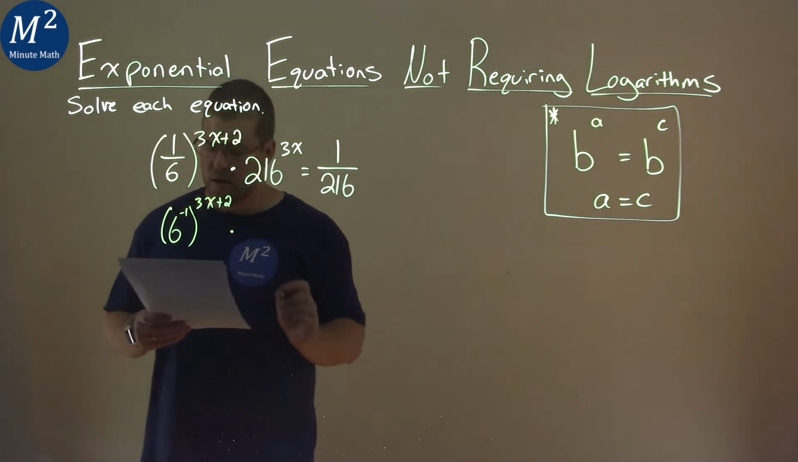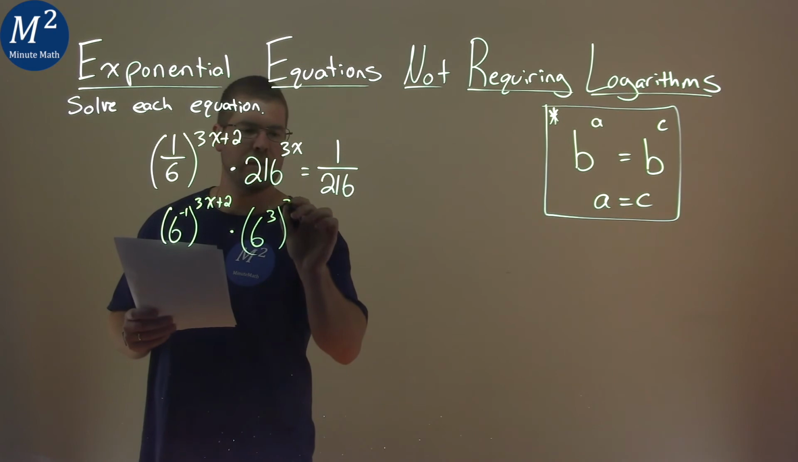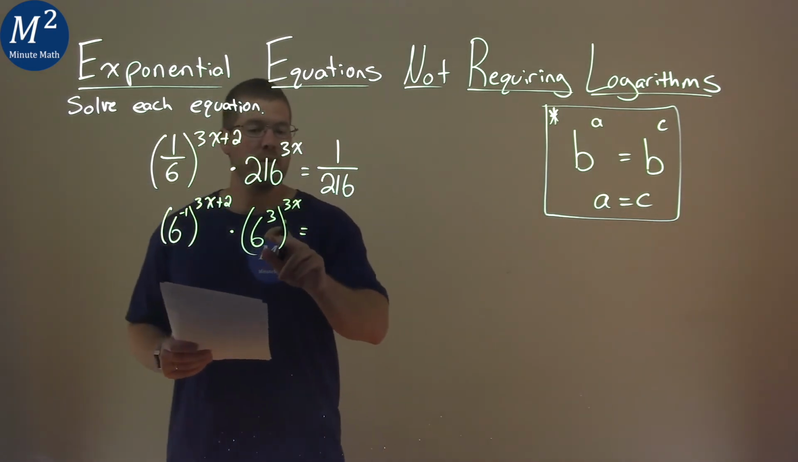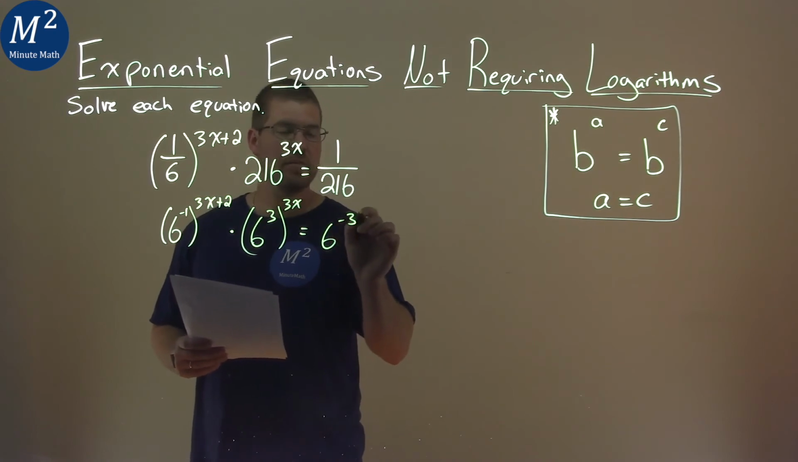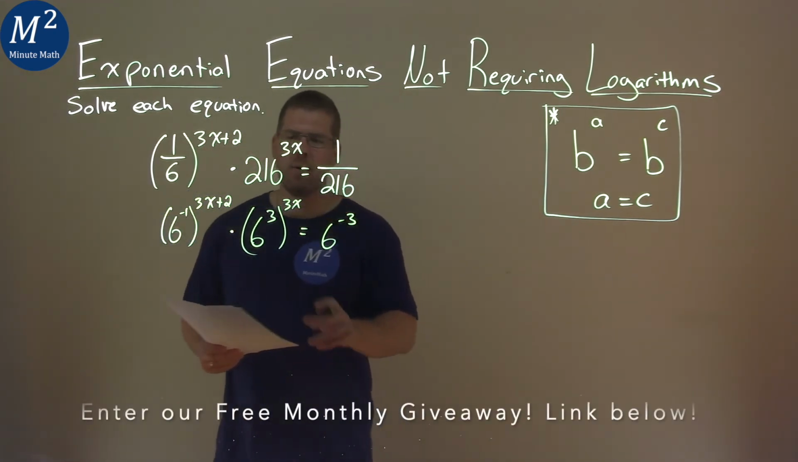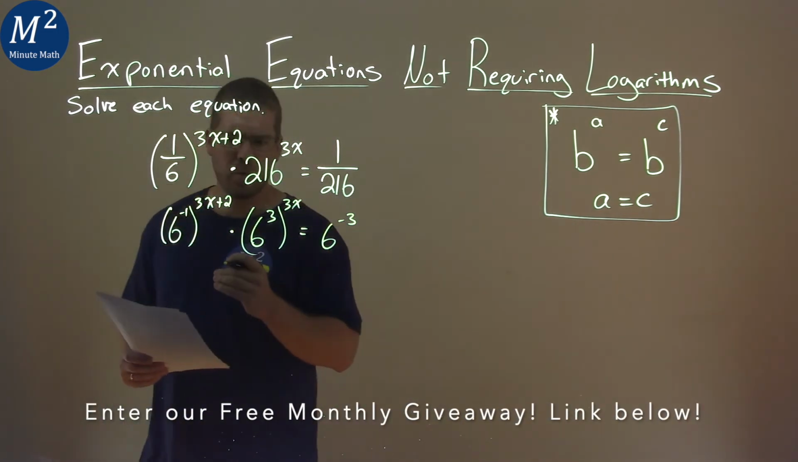Multiplied by 216 is the same thing as 6 to the third power. We're still raising that to 3x. Since 216 is 6 to the third, 6 to the -3rd is the same as 1/216. And now we have like 6's going across the board, so this is going to help us here. So let's simplify where we can.